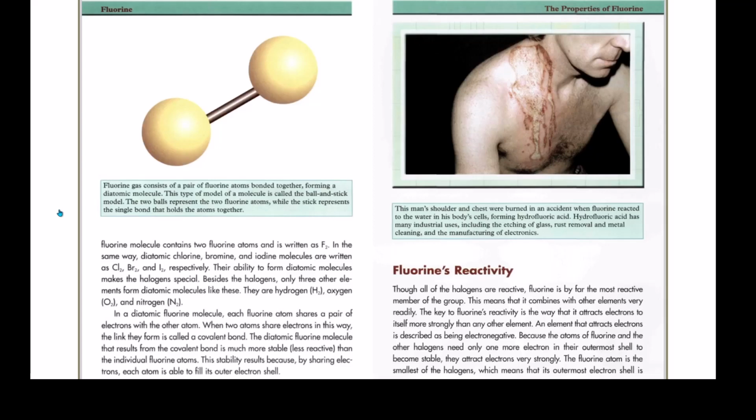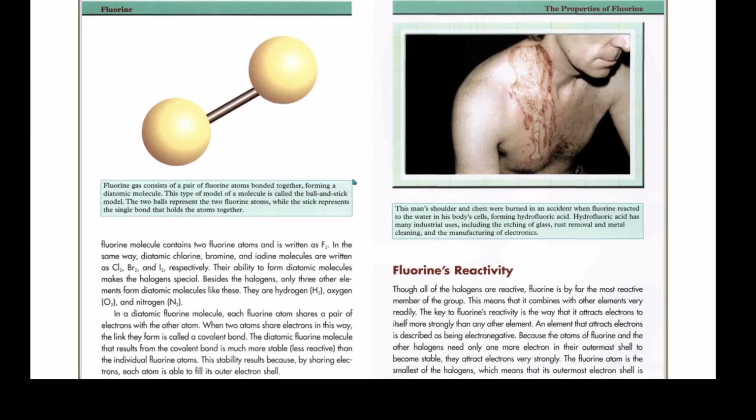Fluorine's reactivity. While all the halogens are reactive, fluorine is by far the most reactive member of the group. This means that it combines with other elements very readily. The key to fluorine's reactivity is the way that it attracts electrons to itself more strongly than any other element. An element that attracts electrons is described as being electronegative. Because the atoms of fluorine and the other halogens need only one more electron in the outer shell to become stable, they attract electrons very strongly.